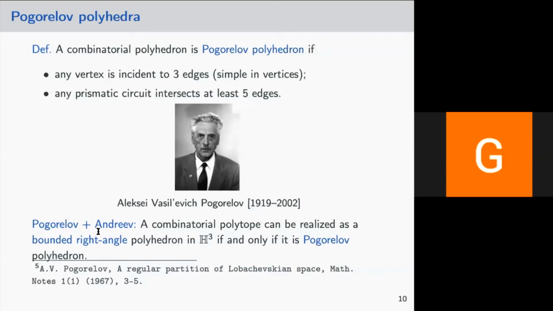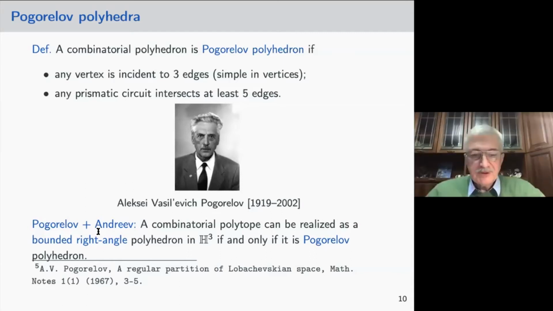Excuse me, what is the prismatic circuit? I will give you a picture, just a minute. Okay. So you have a polyhedron, and you consider a curve on the surface, and you assume this curve separates two faces, similar to a prism. Something like that. I will give you a picture.